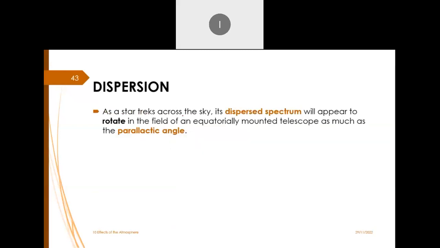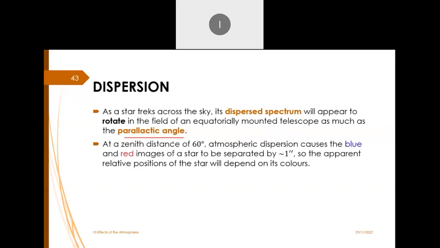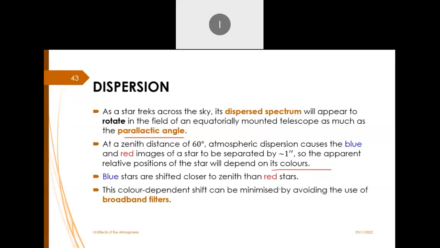As a star travels across the sky, its dispersed spectrum will appear to rotate in the field of an equatorially mounted telescope by as much as the parallactic angle. We have learned about the parallactic angle before. At a zenith distance of 60 degrees, atmospheric dispersion causes the blue and red images of a star to be separated. So the apparent relative position of the star will depend on its color. Blue stars are shifted closer to the zenith than red stars.